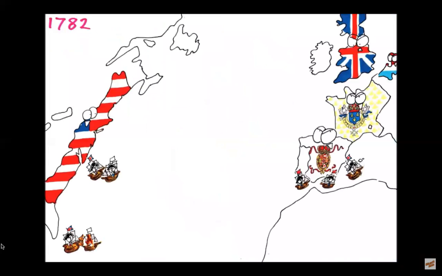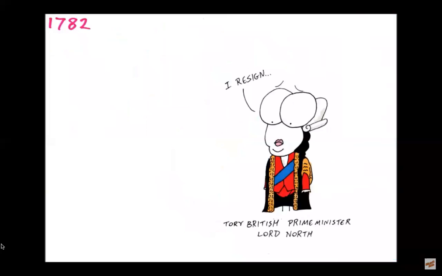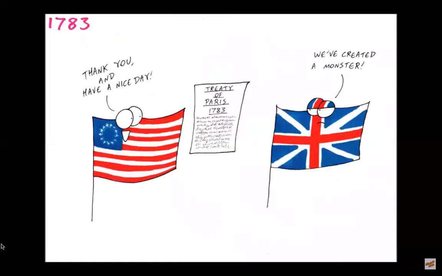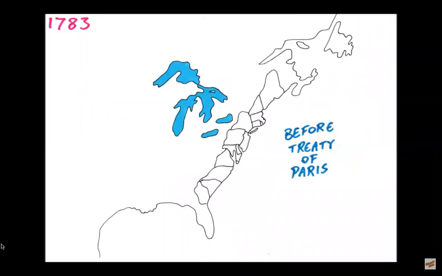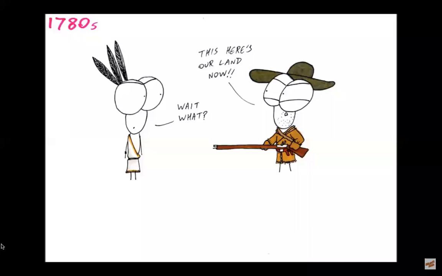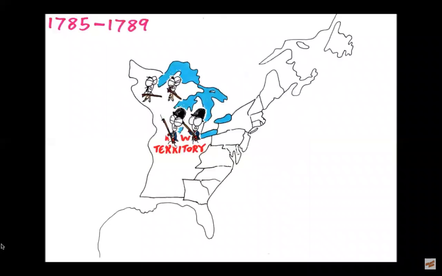Fighting against France, Spain, and the Dutch Republic was still happening around the world. The Tory Prime Minister Lord North resigned, and power went to the Liberal Whig Party, who recognized American independence and ended the war. Peace Treaty of Paris was agreed in 1783, and Britain signed over the lands to the United States of America. This included Native American land west of the Appalachian Mountains, unknown to the Native Americans themselves. There would be long and fierce fighting to come over this land.